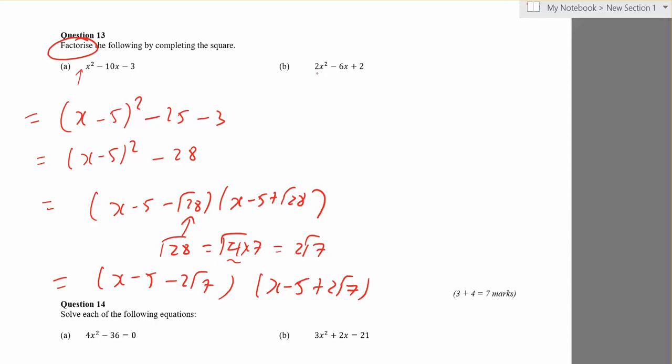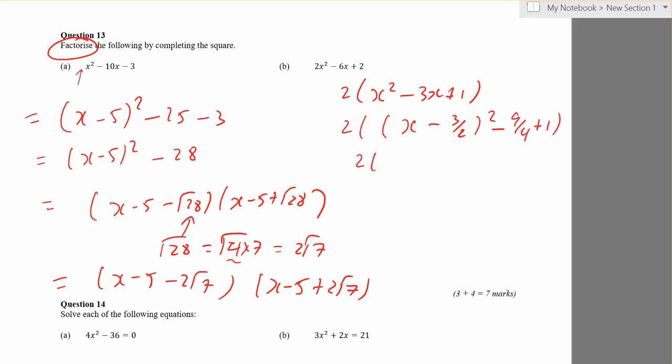Part B. Now, there's a number at the front of the x squared, so I need to take it out before I use complete the square. Now I can factorize. I can't use cross product because there's no number that multiplies to give you -1 but adds to give you -3. So I have to use complete the square. So scaffold inside. x minus 3 over 2 squared minus 9 over 4 plus 1. So if I put 1 as a number over 4, it will be 4 over 4. So 4 over 4 minus 9 over 4 is minus 5 over 4.